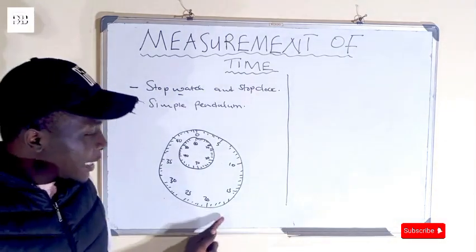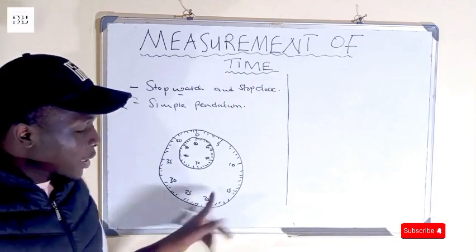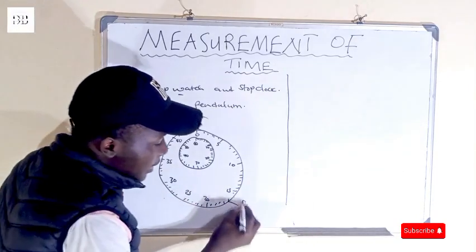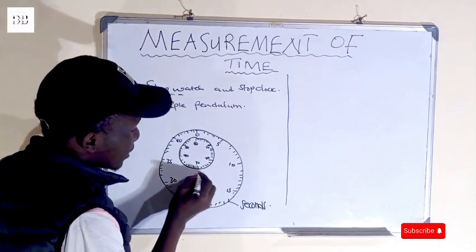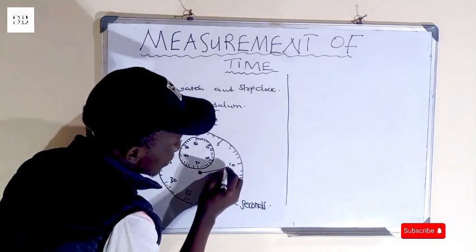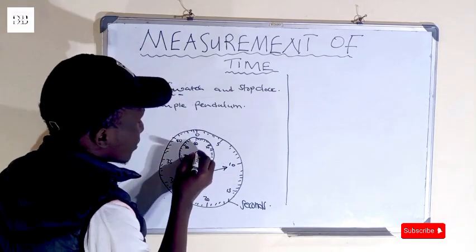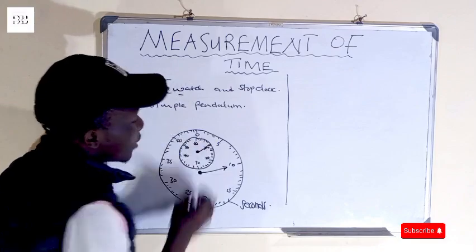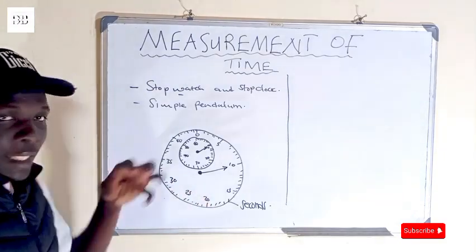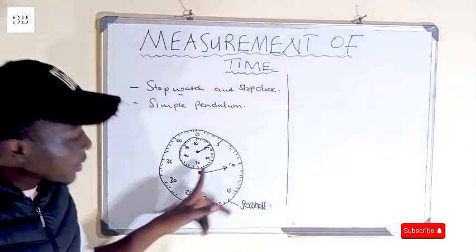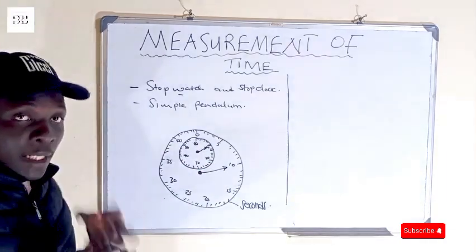So this big scale here that you can see is what we call the second scale. And this is the arrow that will show where the minute or the second is exact. Then this small scale inside is what we call the minute scale.